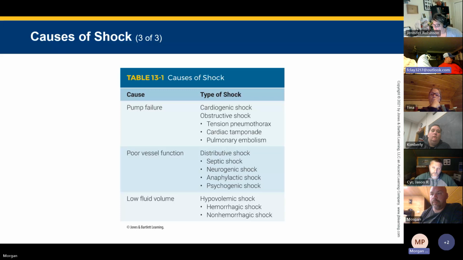So distributive shock, the poor vessel function, is when patients have, like, septic shock. Neurogenic shock is like when you scare somebody and they kind of just pass out. Like the goats that pass out if you scare them, it's kind of like neurogenic shock. There's the fight or flight, and then there's freeze. That's kind of the freezing. Anaphylaxis, your body just goes into overdrive mode and thinks something's there to harm it, and your vascular system just dilates.